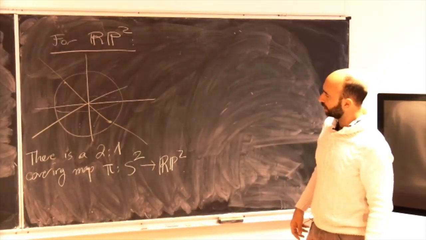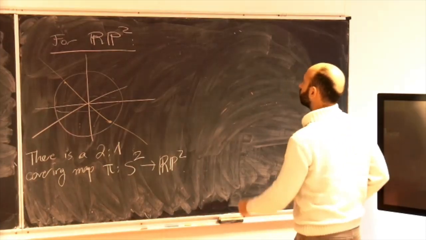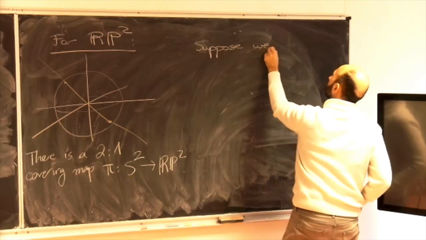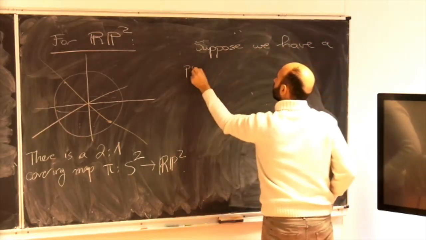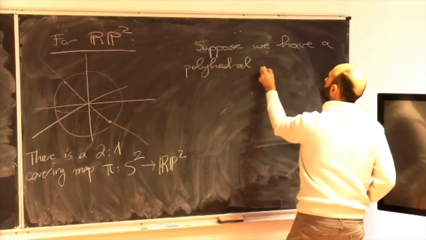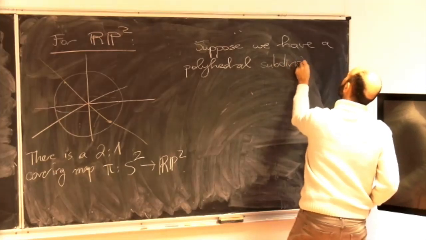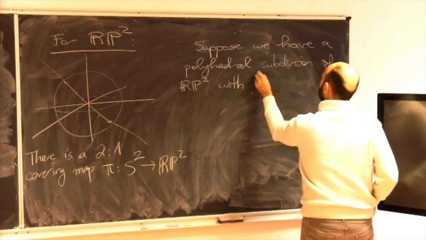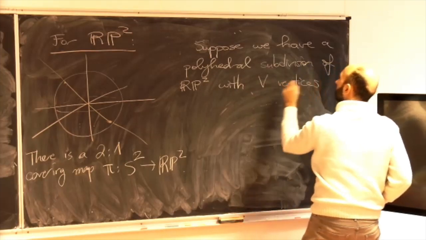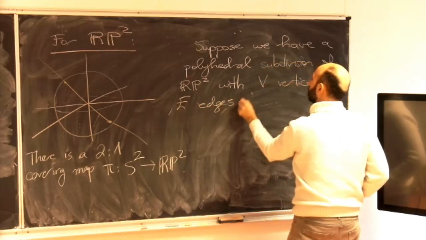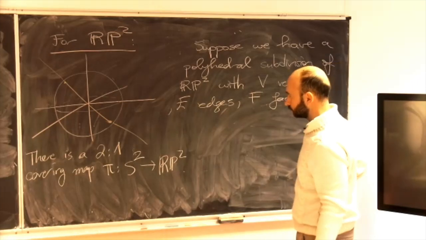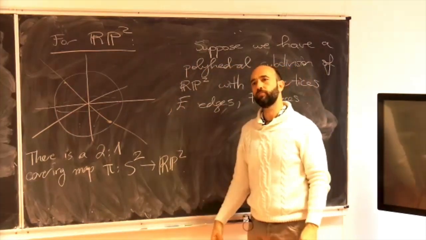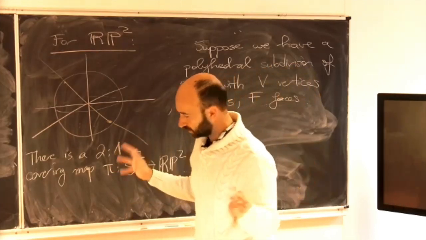Now, suppose we have some kind of polyhedral subdivision of RP2 with, you know, V vertices, E edges, and F faces. What you can do is take a preimage of all these vertices, edges, and faces on S2, and that will create you some polyhedral subdivision of S2 itself.